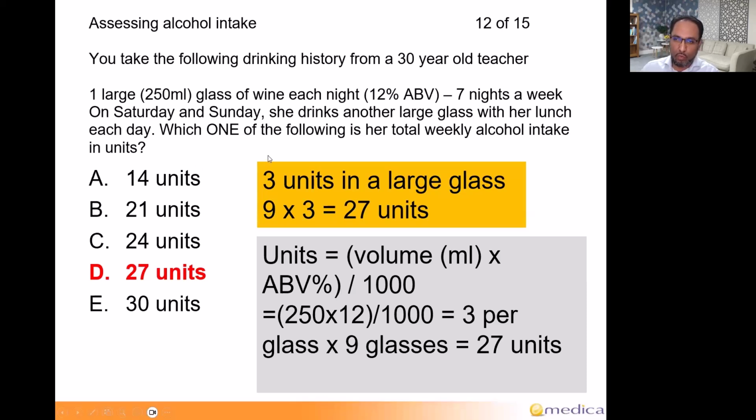A common reason why people get this one wrong, even if they know the formula, is sometimes people just see the 7 and you're in a rush, so you just do 7 times 3 and get 21. They didn't read carefully that on Saturday and Sunday they also have the same type at lunch. So that's easy to miss.